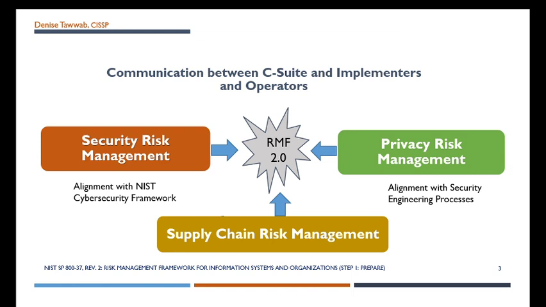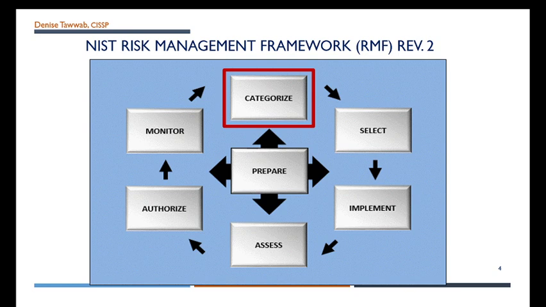Just a brief overview of the risk management framework version 2. We're looking at security risk management. We're also looking at privacy risk management, and those controls have been moved into the main catalog, and privacy has been moved to the forefront in Rev 2 of the risk management framework. And they also cover in that document supply chain risk management. So all of that gets considered and integrated into the risk management framework.